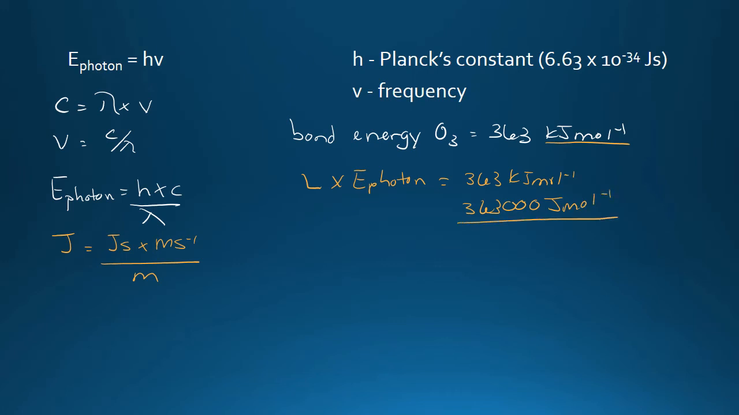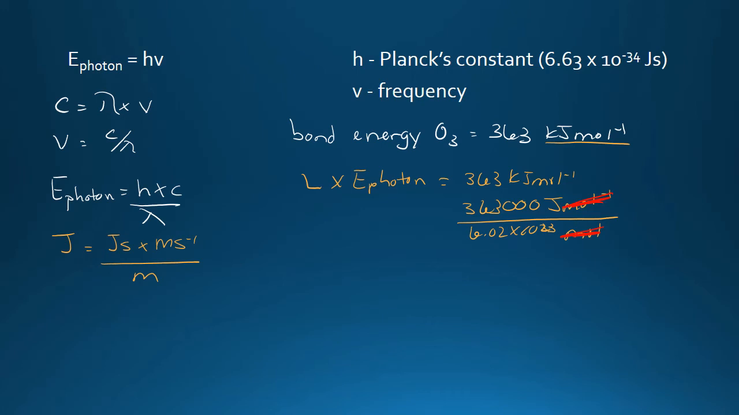Divide that by Avogadro's number, 6.02 times 10 to the 23. Mole, we now get to cross out that unit. So we're going to take that information and plug it into our calculation. Okay, so we know what our E photon is. That's going to be the number we just calculated. We know H, we know C, we do not know wavelength. So I'm going to rearrange this calculation to isolate what we're looking for.